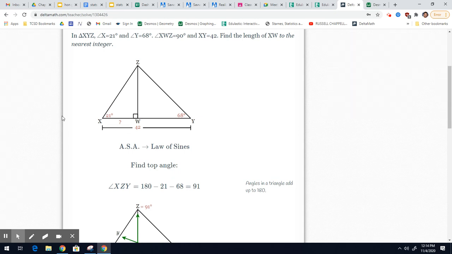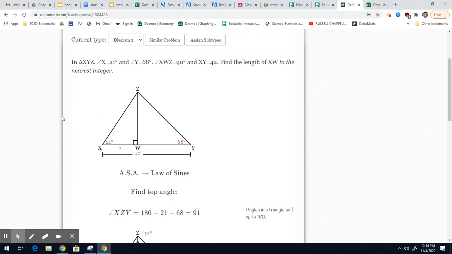Okay. Cool. So I like this problem because it does involve right triangle trig as well as your non-right triangle trig. Okay, so hopefully these made sense. They're not easy. If you have questions, let me know.